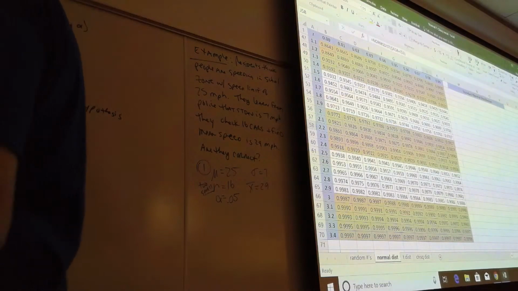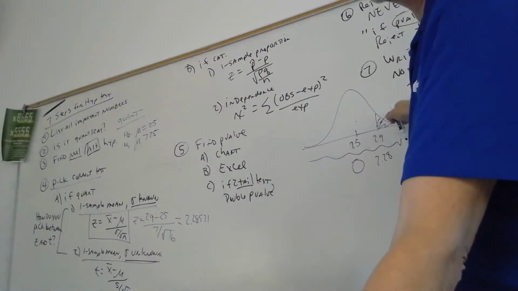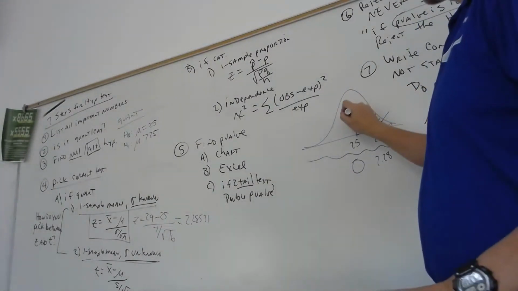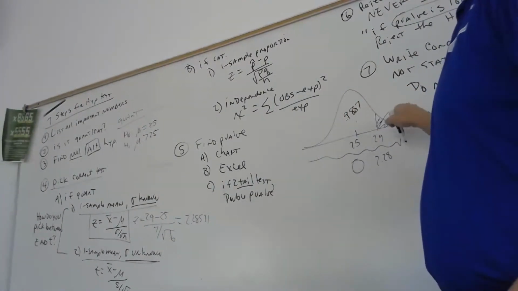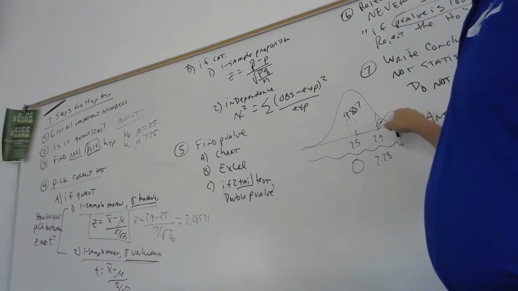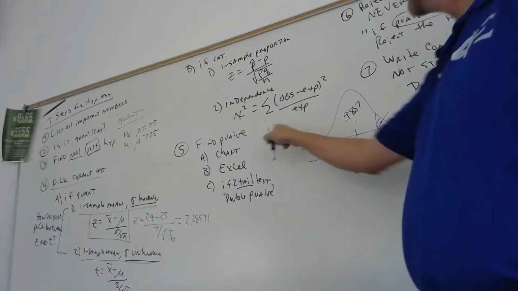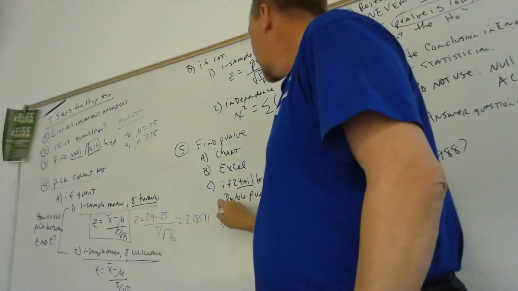Is this area 0.9887? No. What is that? Well, that's the white area, right? Okay. So this is 0.9887. This area here is 1 minus that. 1 minus 0.9887. Okay, so let me add another thing on here.